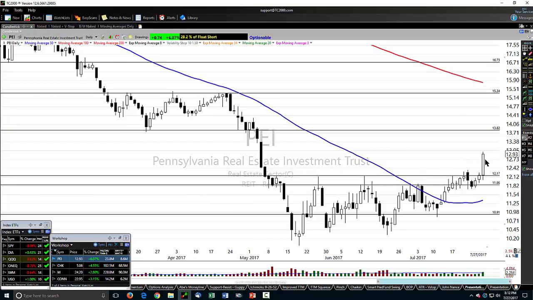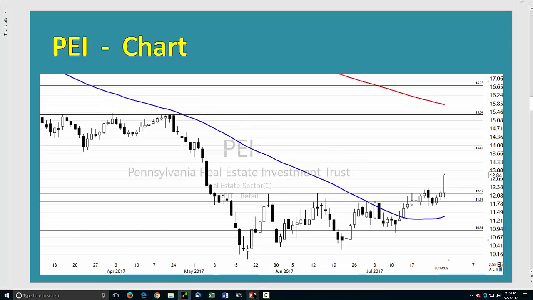The first thing is I don't want to chase this 6% up day. I'm looking for an inside day, a little bit of give back after this big breakout. If I don't get it, I don't take the trade.